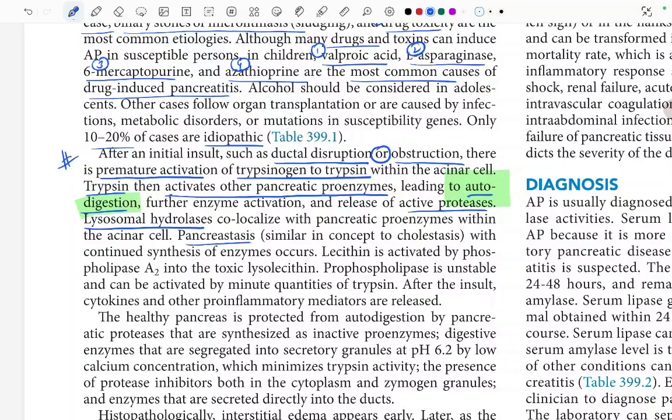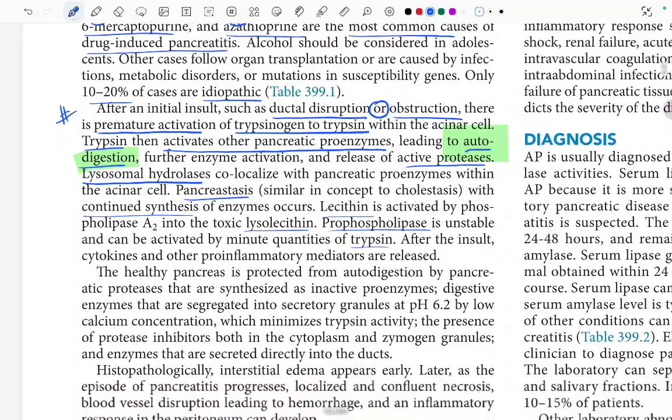So due to this, the pancreatic enzymes are being collected at one place, and there is continued synthesis which is ongoing. So lecithin is activated by phospholipase A2 into lysolecithin. This phospholipase is unstable and can be activated by minute quantities of trypsin also. We saw, right? Trypsin was activated, and phospholipase can then also be activated by trypsin. After the insult, cytokines and the other pro-inflammatory mediators are released.